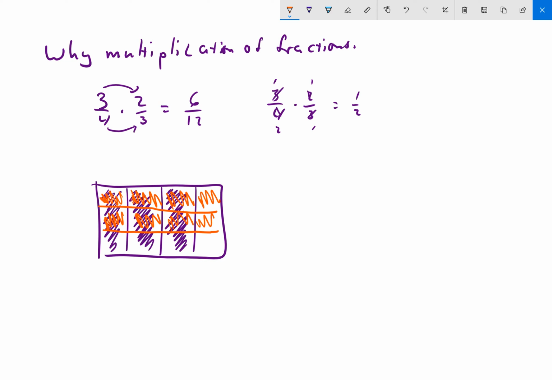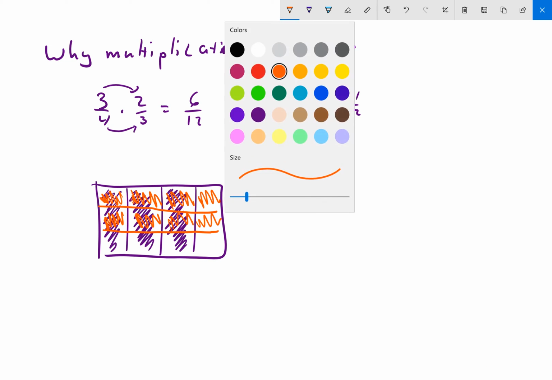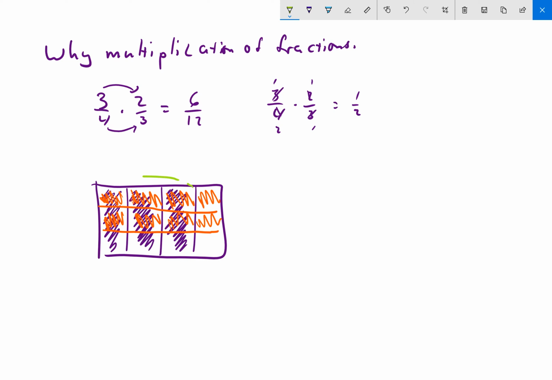we shade this in, and you can see what has been shaded in both times are these 6 boxes out of the 12. So it's 6 out of 12. So once again, the 3/4 were my purple boxes. My 2/3 were my orange boxes, and that's that.